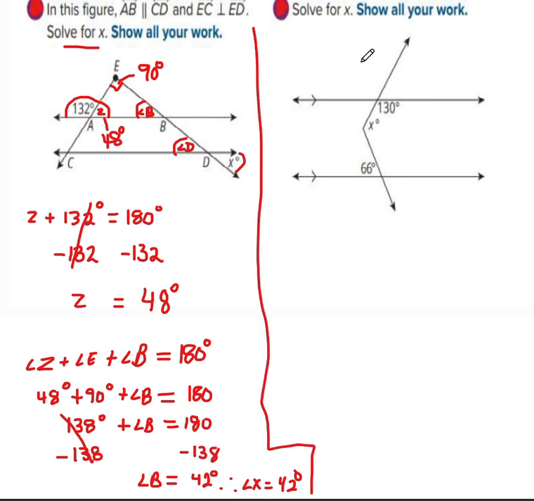Awesome. Now let's look at the second question here where we're also asked to find X. Looking at this question, we have two parallel lines. This line is parallel to this line. But we do not have a transversal fully cutting both of these lines, because a transversal has to be a straight line cutting through two parallel lines.